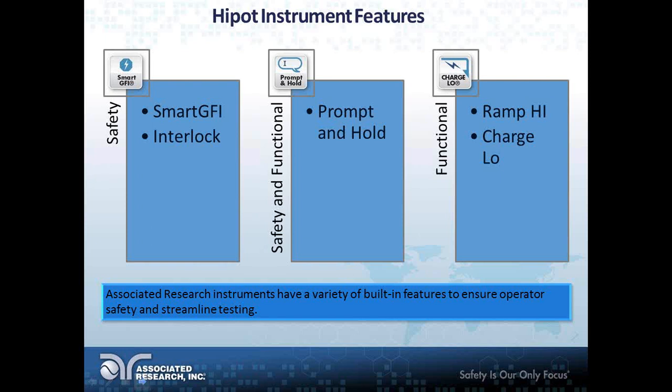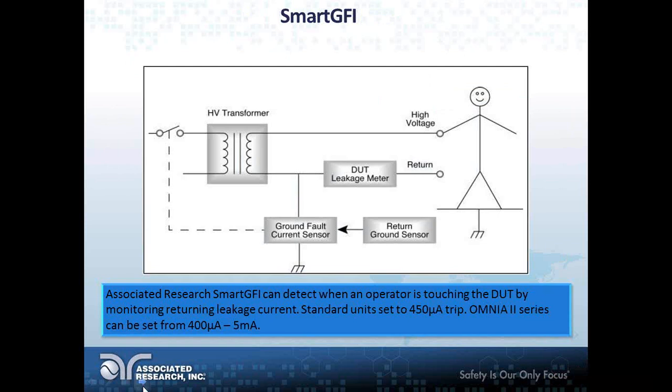So there's a variety of built-in features to ensure operator safety and streamline testing. And I kind of put these into 3 separate categories. You have your safety features, your safety and functional features, and your functional features. So for safety, that would be our SmartGFI and our Interlock. For safety and functional, a little mix of both, would be what I would call our prompt and hold. And then for functional, ramp high and charge low, which I will get into in more detail here.